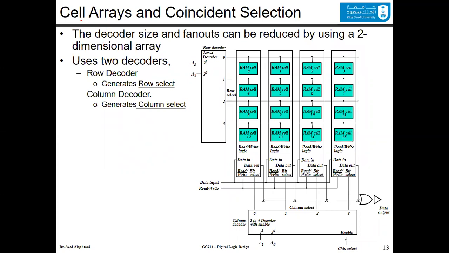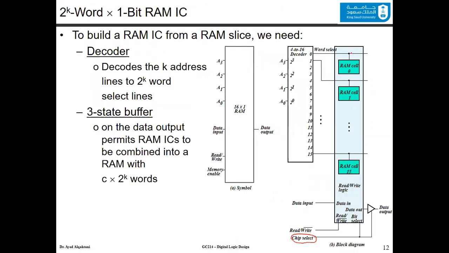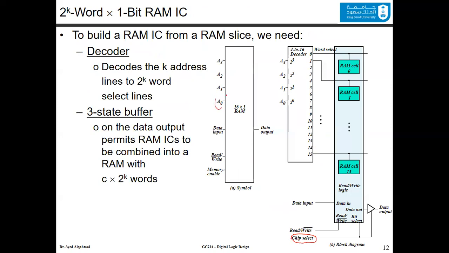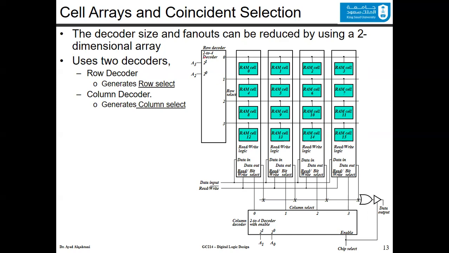Now, for the cell organization, instead of having a very long rectangle like this, it's better to design memories in a square shape. So the decoder size and fan-outs can be reduced by using a two-dimensional array. Now, the 4 address lines that we had in the previous slide, we will separate them into 2 and 2. So we have a smaller decoder here, 2 to 4, and another decoder, 2 to 4.